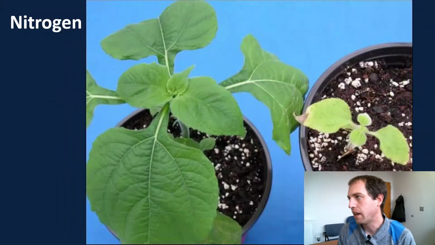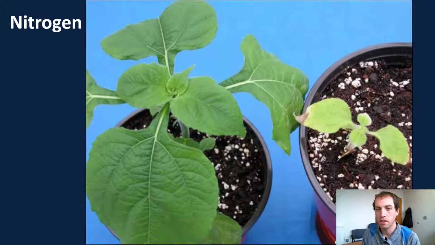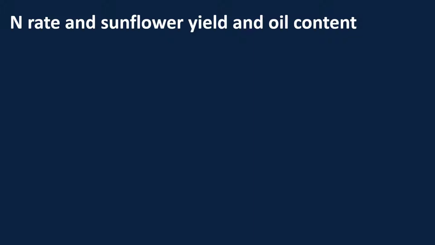For fertilizer guidelines here in South Dakota, we're first of all going to start talking about nitrogen, since nitrogen is probably the most important fertilizer nutrient that we're going to add to sunflowers. We're going to start off by talking about nitrogen rate and sunflower yield and also oil content. So first of all, let's get into some data and see what we've seen here in South Dakota.